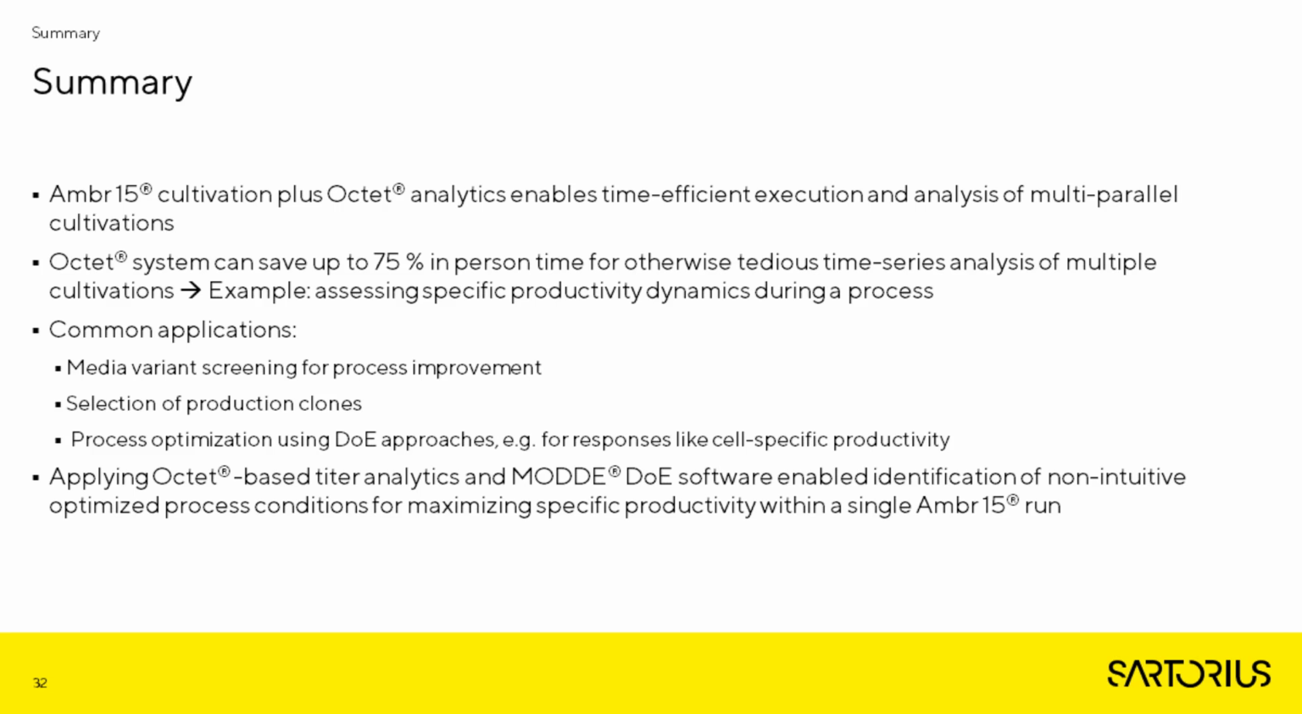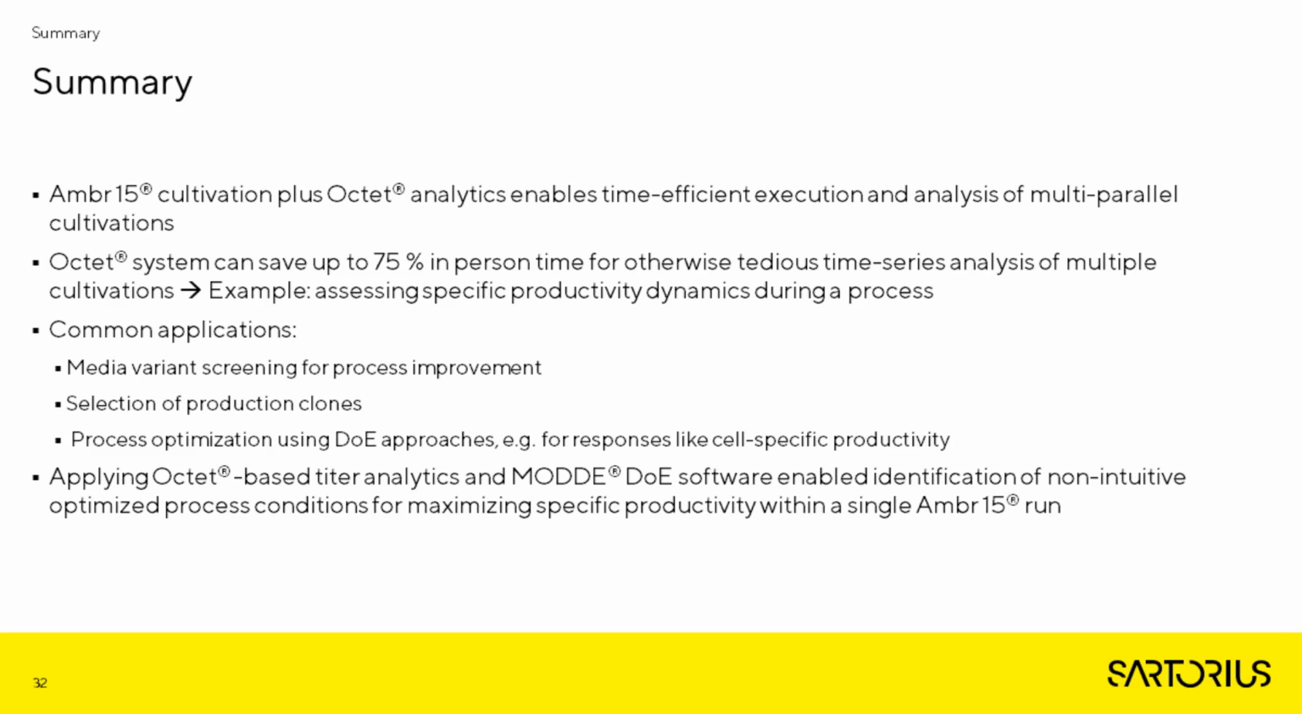First of all, we have seen that combining the Ambr 15 with the Octet analytics enables us to do a time-efficient execution and analysis of multi-parallel cultivations. The real advantage is that we can save a lot of in-person time, up to 75%, for an otherwise quite tedious time series analysis of multiple cultivations, for example, when you would like to assess not only the final titer, but really specific productivity dynamics during a process. What are typical applications where we can use this combination?